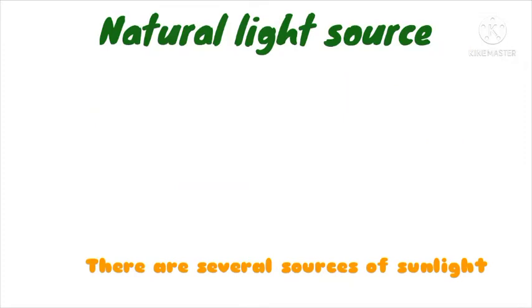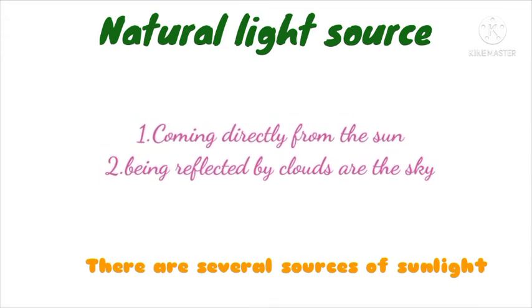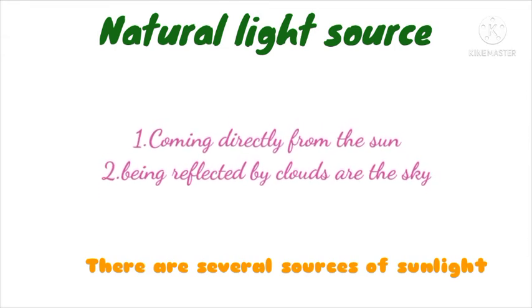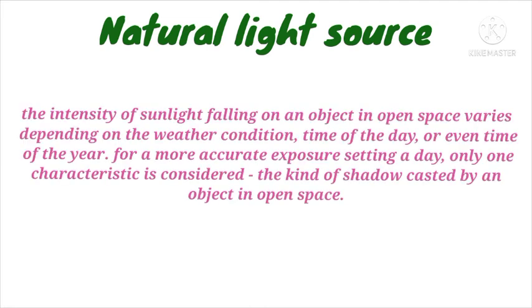With sunlight, there are actually several sources. Primarily, those coming directly from the sun, secondarily, those being reflected by clouds or the sky. The intensity of sunlight falling on an object in open space varies depending on the weather condition, time of the day, or even time of the year.